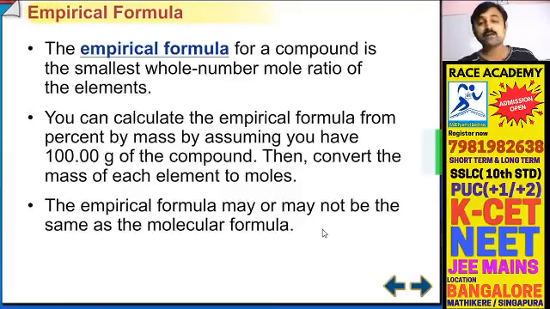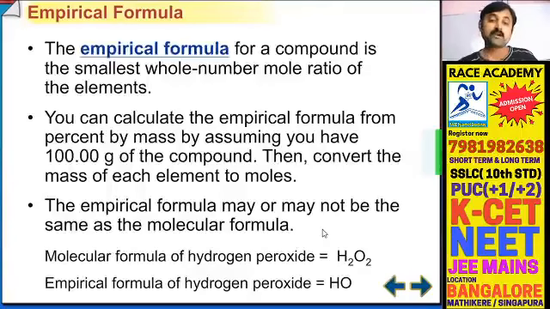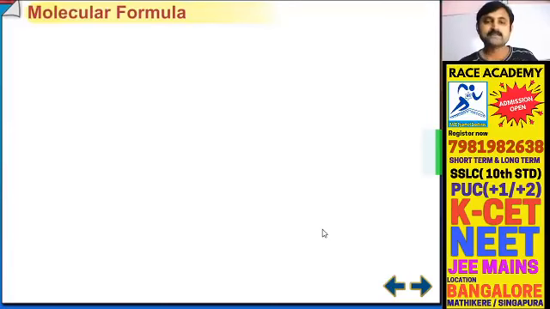The empirical formula may not be the same as the molecular formula, but it may be the same in a case where the percent compositions are obtained by dividing by their atomic masses. Take the molecular formula of hydrogen peroxide, H2O2. The empirical formula of hydrogen peroxide is HO. How did that come? That is the simplest formula.